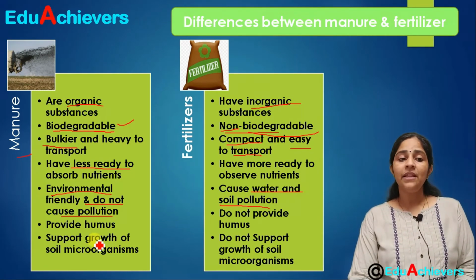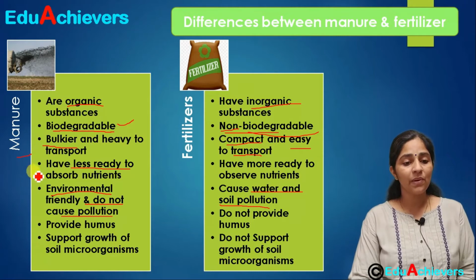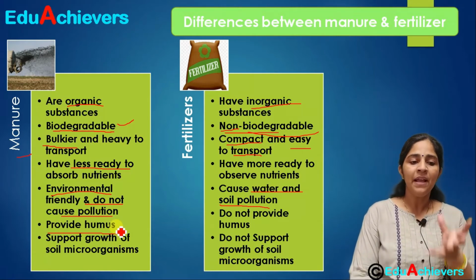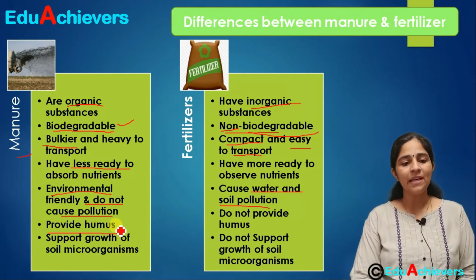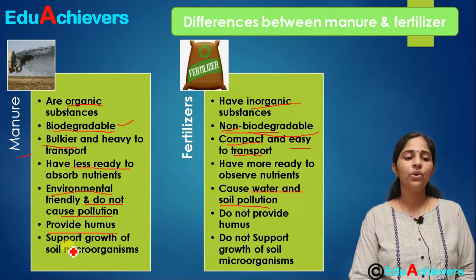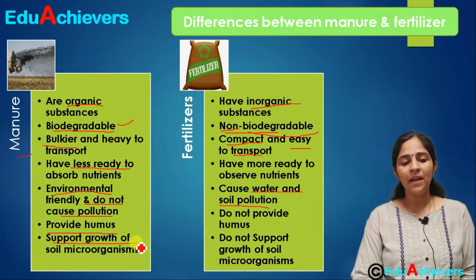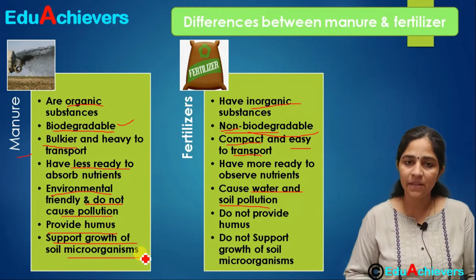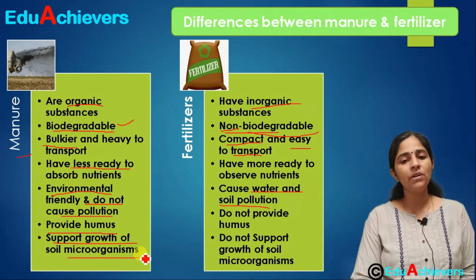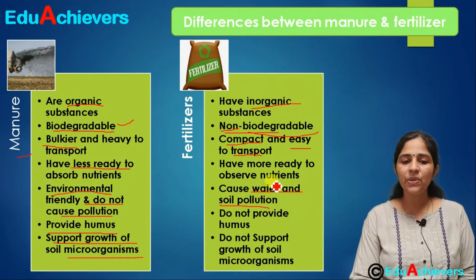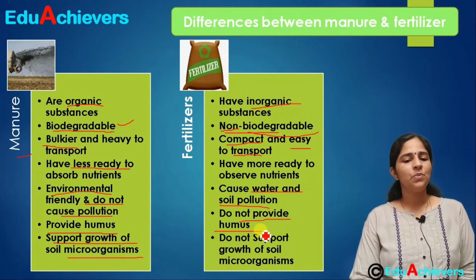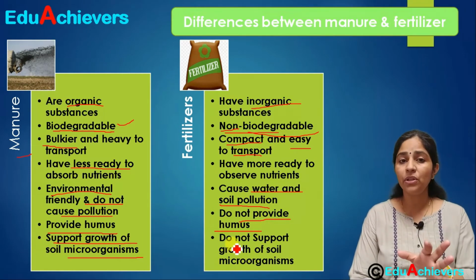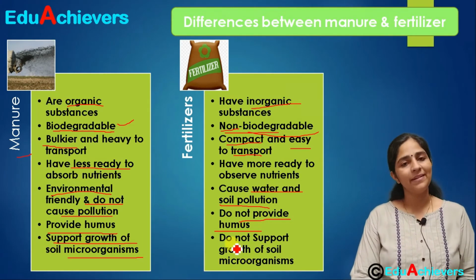Now next is that manure provides humus to the soil. That means organic matter. And how does this humus help? It supports the growth of microorganisms and some other useful insects and organisms in the soil. Whereas fertilizers do not provide any humus to the soil, and that's why they do not support the growth of those soil microorganisms.